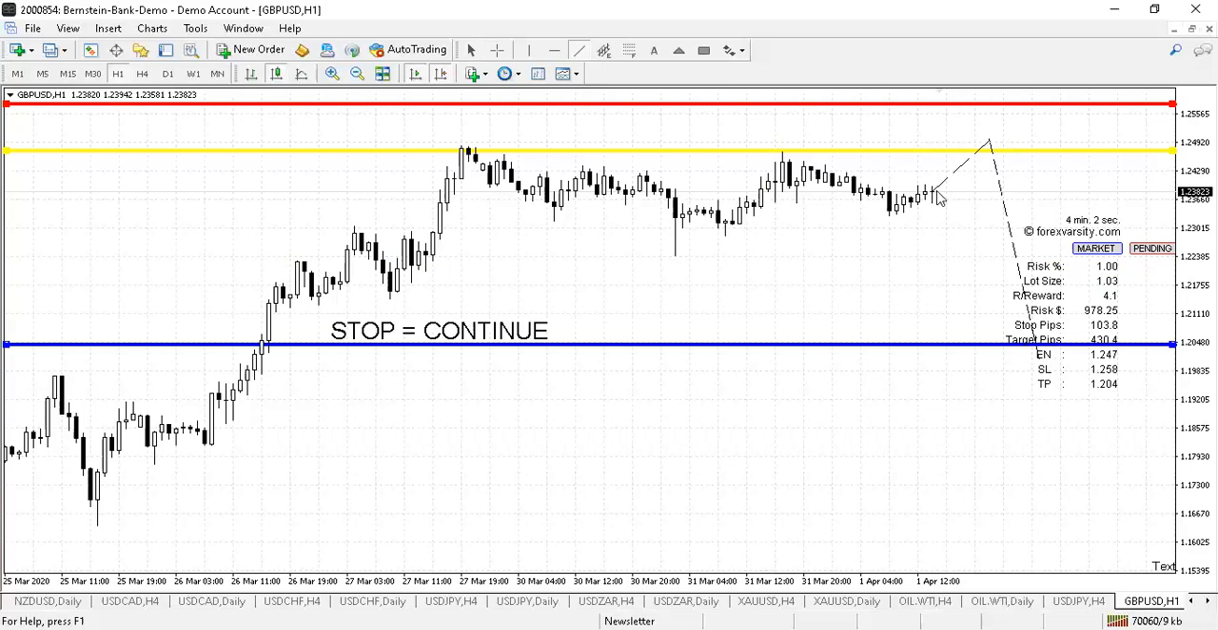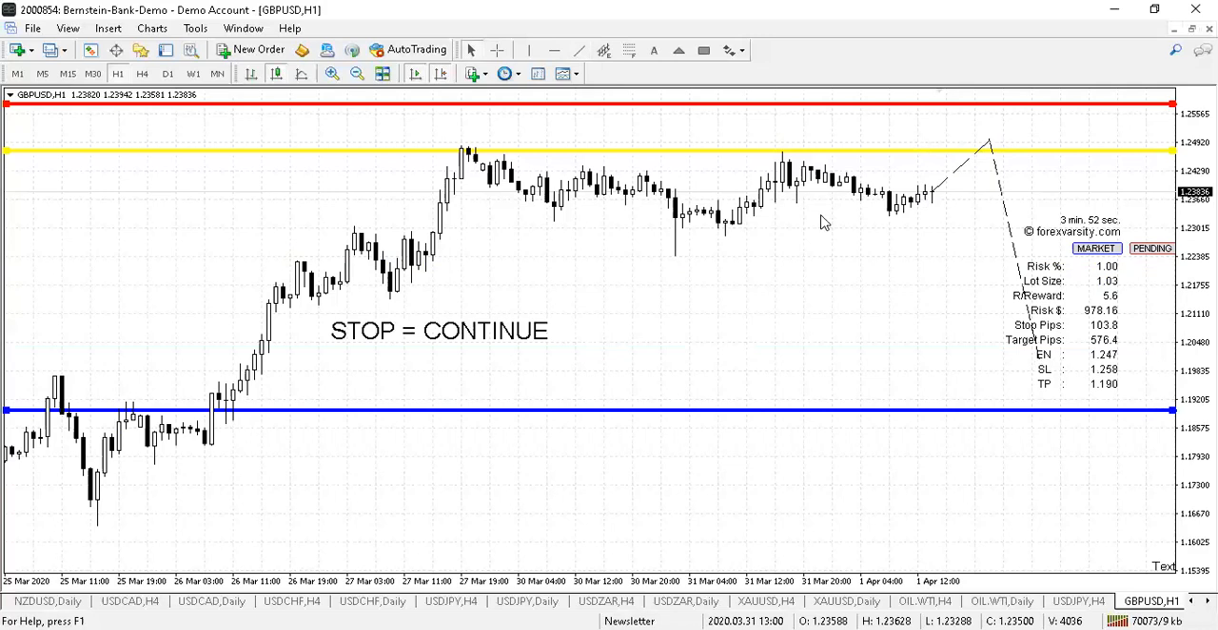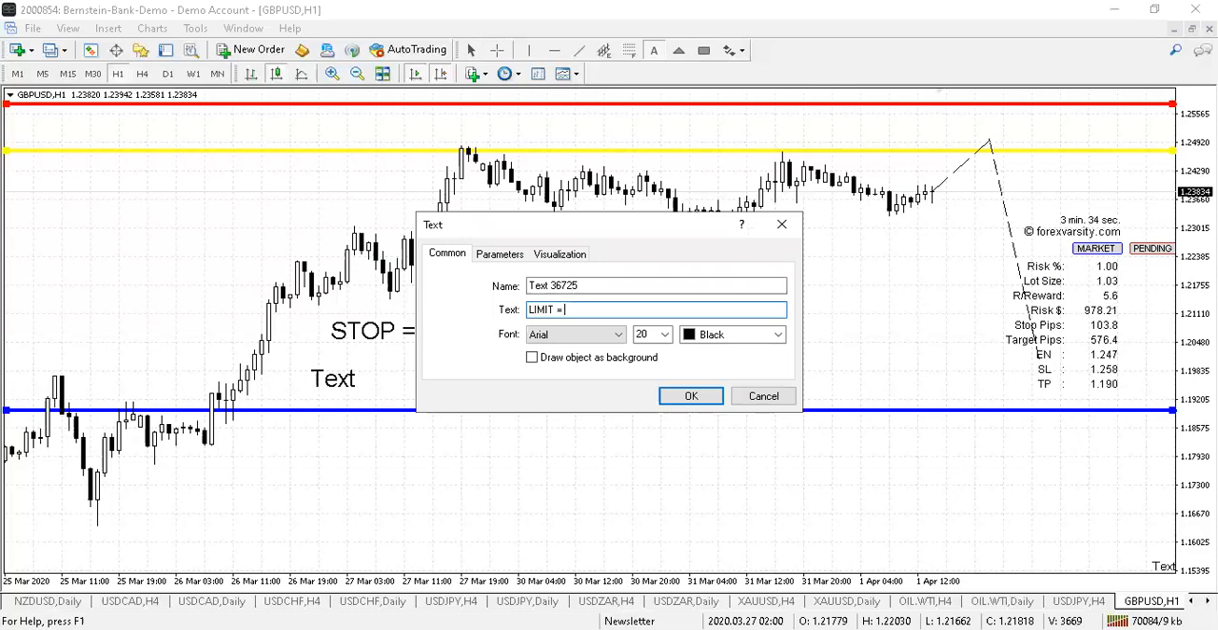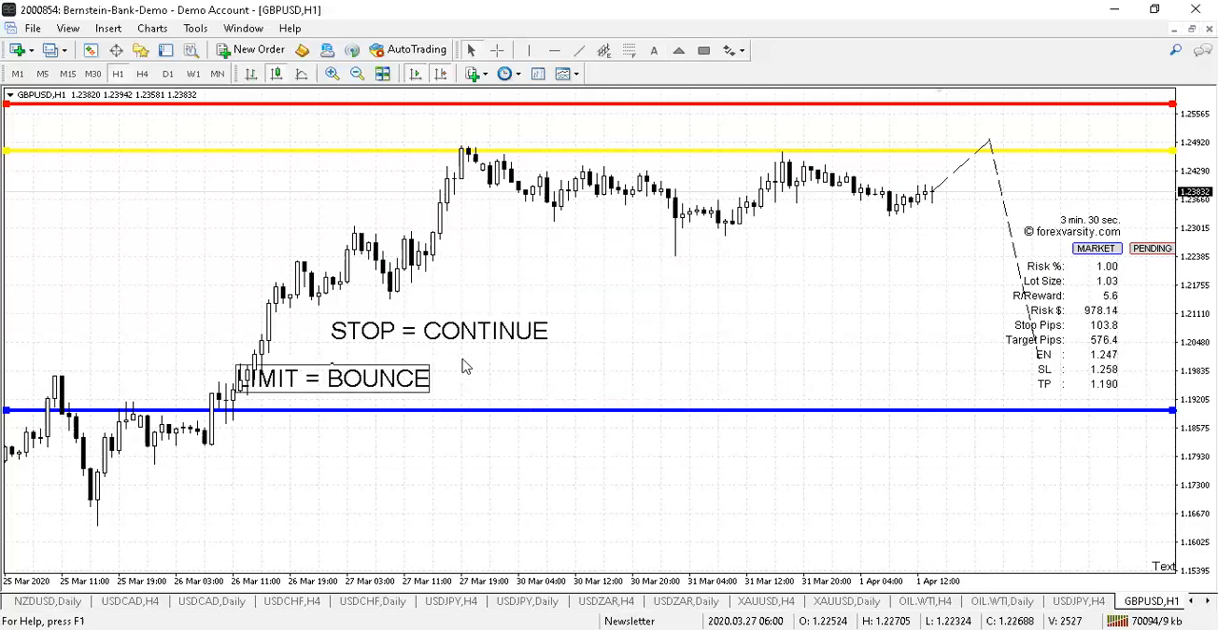So we actually want that to bounce. It's still a sell trade, but we want it to go up and bounce on the yellow line and then come down to the blue line. Whenever you see something and you want it to bounce, that is what we call a limit trade. So it's still a sell trade, but it would be a sell limit. Let's just put that here: limit equals bounce. So if you remember that stop equals continue and limit equals bounce, then you won't go wrong, whether it's a buy or a sell.